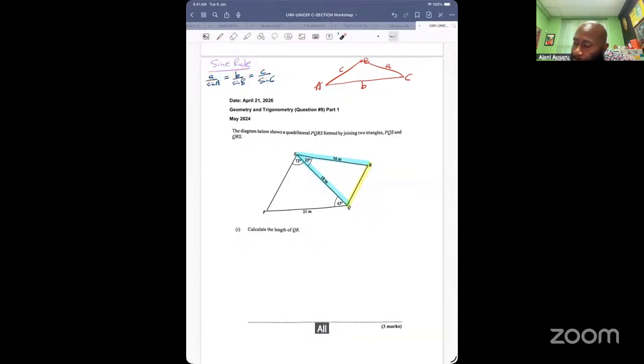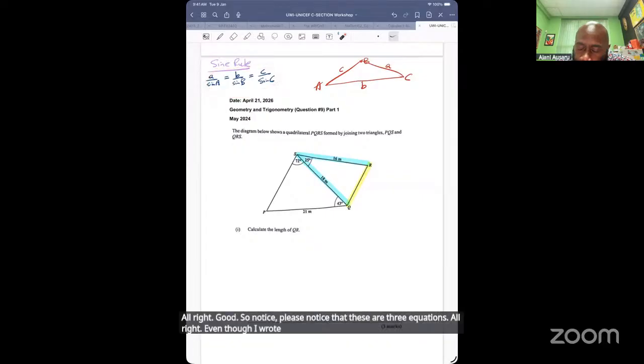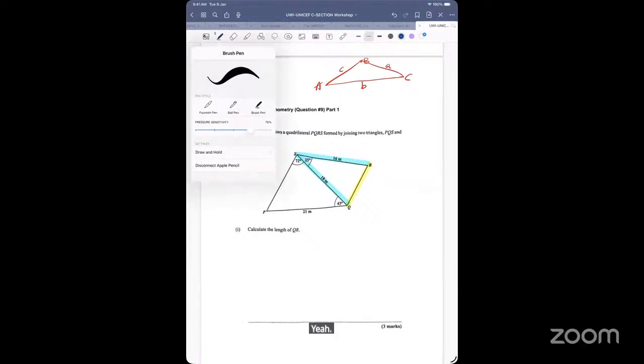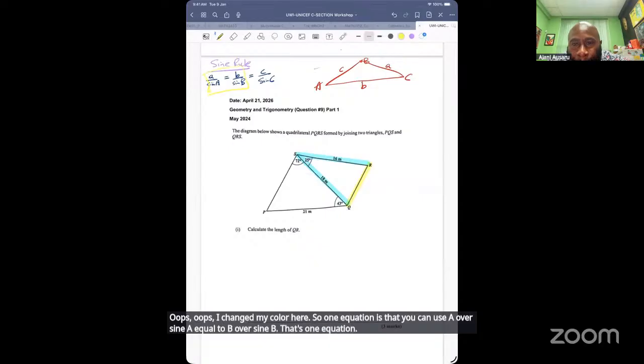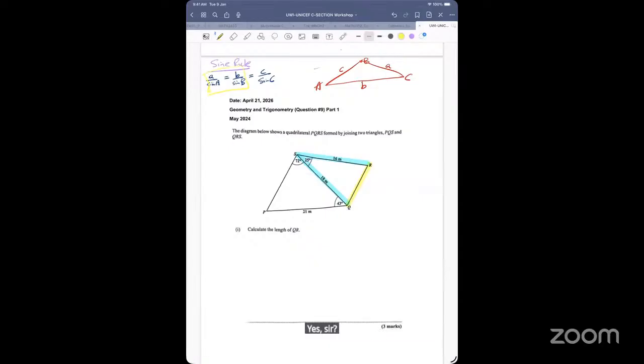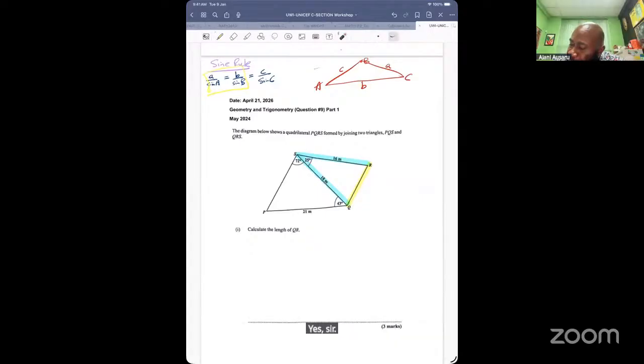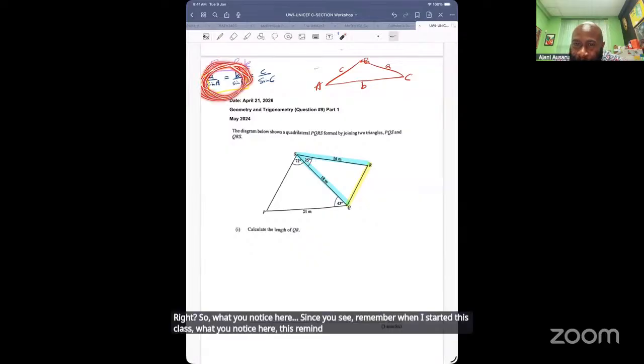Good. So please notice that these are three equations. Even though I wrote it like this, we have three equations, correct? Let me change my color here to show you what I'm talking about. One equation is that you can use a over sine A equals b over sine B. That's one equation, correct? Right? Since you see this, remember when I started this class, does this remind you of what I started the class with? What did I start the class with?